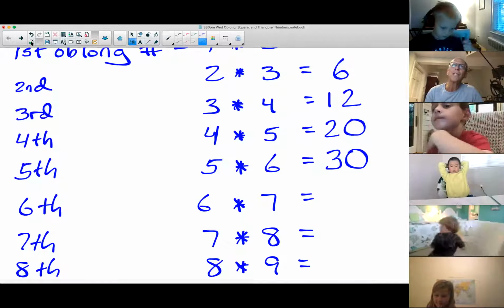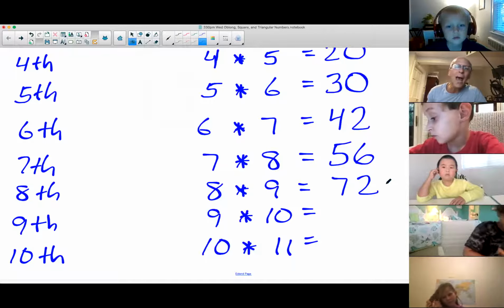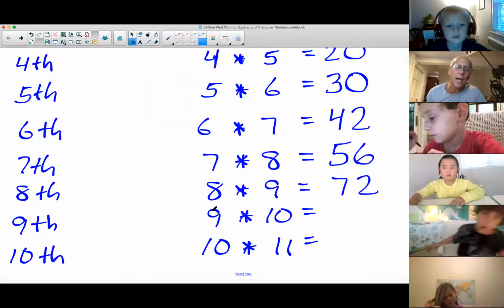Yes, and guys, if we take away 8 from 80, we can say what we have. Go ahead, say it out loud. 72. Did you guys like doing that? Counting by tens and then taking away 8 ones? I love doing that. So 72, everybody write down the 8th oblong number is 72.